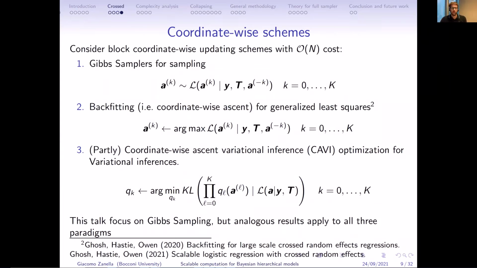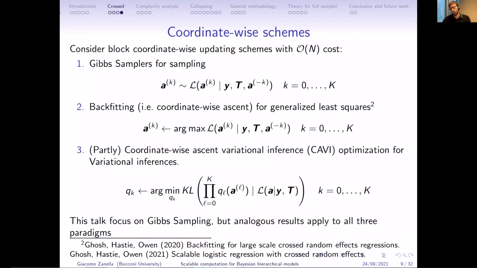In particular, we are going to study schemes which update one set of factors conditional on the others. As I said, we're going to mostly focus on sampling. So we're going to consider Gibbs samplers, which basically update one set of factors, A_k, given the others, for k going from 0, which is the fixed effects, up to capital K, which are all the categorical random effects. But actually, everything which I discuss applies also to backfitting.